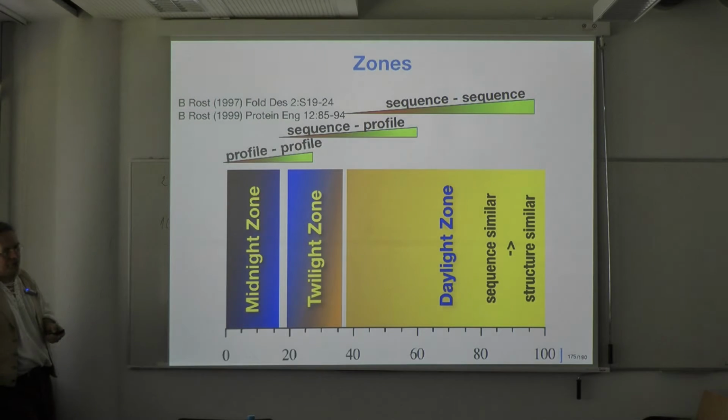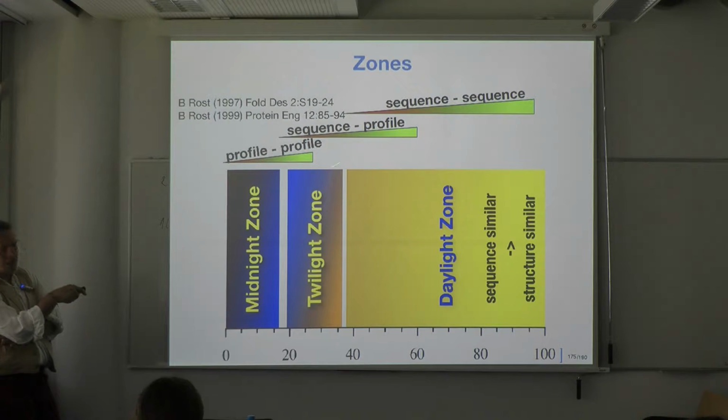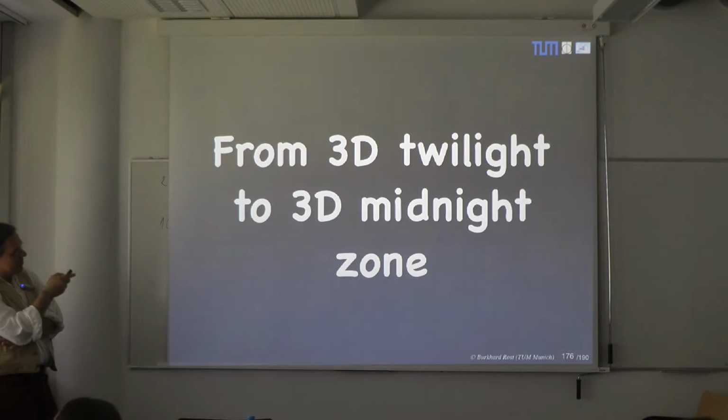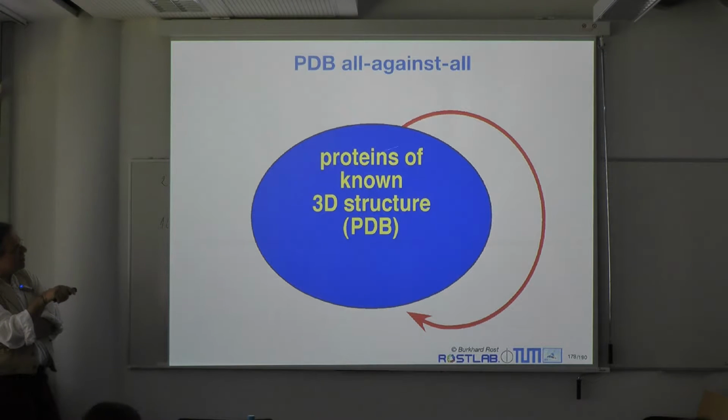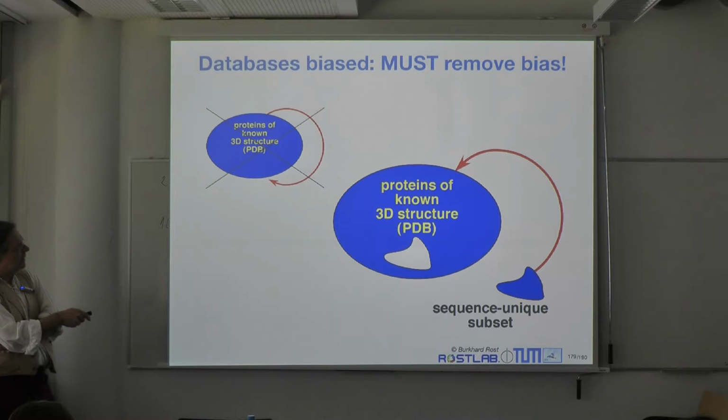Now, again, review where this whole thing is in terms of the sequence space. Sequence, profile gets down here, the twilight zone to the midnight zone. And that's what I'm going to look at in a little more detail here, the midnight zone. The question now is, how densely populated is that midnight zone? So I essentially have to do a comparison of all the proteins of known structures against each other. Not quite that. I have to throw away the bias, and then I do a non-biased subset against everything.